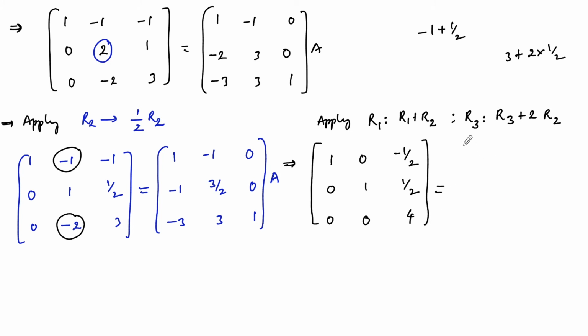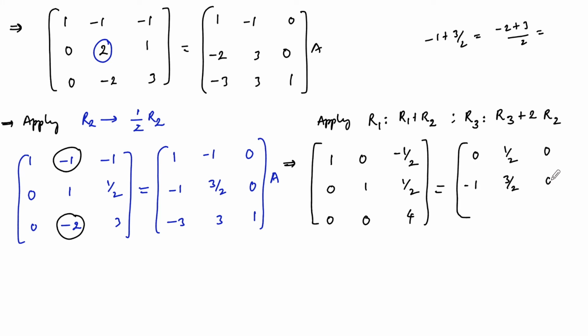And the other side, 1 plus of minus 1, it's a 0, minus 1 plus 3 by 2, that is minus 2 plus 3 by 2, that is 1 upon 2, and the next 0 plus 0, it's a 0. And coming to the second row as it is, minus 1, 3 by 2 and 0.